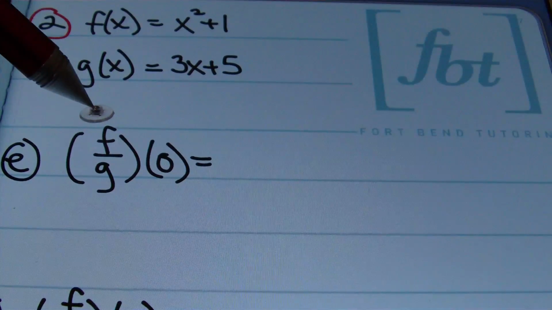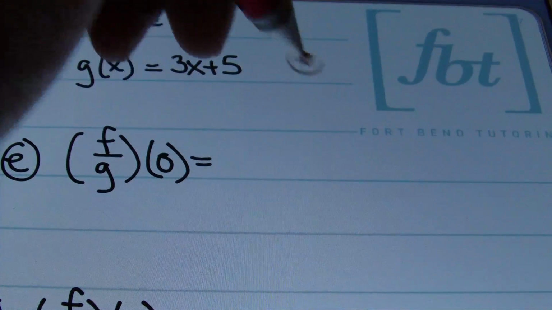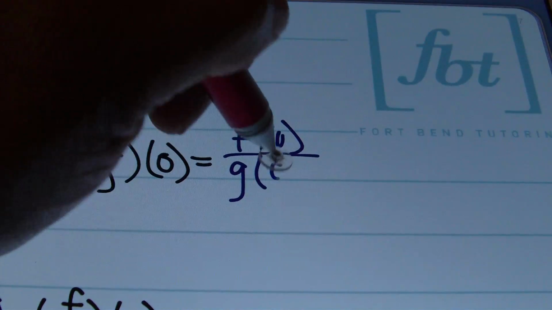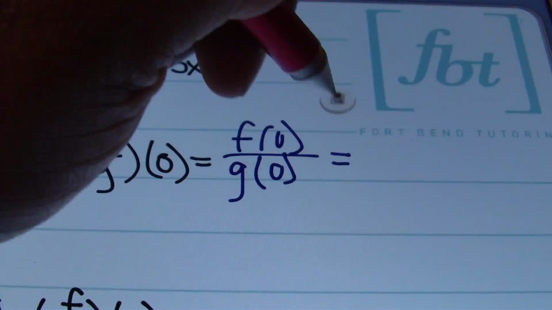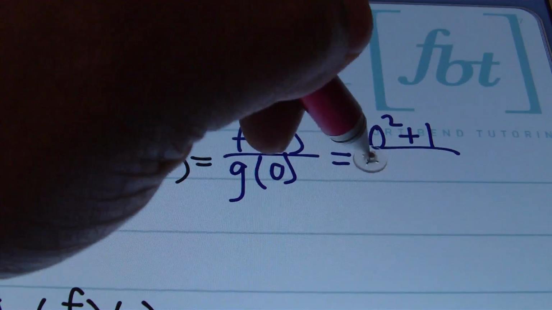To find out f divided by g of 0, this means that we'll be plugging 0 into our f function and dividing that with the result of plugging 0 into our g function. If we wanted to continue this setup, I can show that I have 0 squared plus 1 divided by 3 times 0 plus 5.